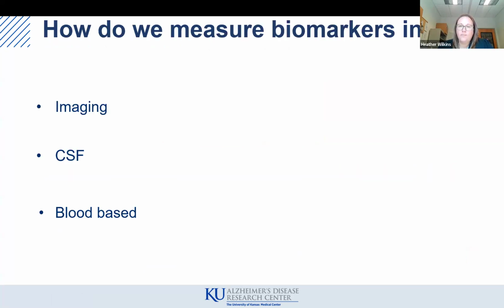So, how do we measure biomarkers in Alzheimer's disease? Well, I categorize things in three areas right now. One is neuroimaging. That's more of a direct route because we can actually take pictures of the brain and see what's happening. The other is we can take cerebral spinal fluid, or CSF, which comes from a lumbar puncture, or the others are blood-based.